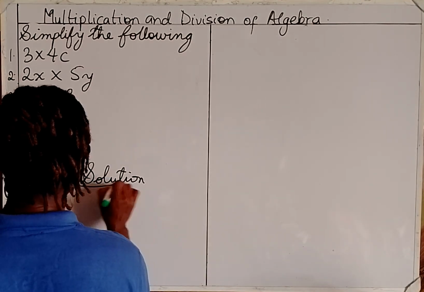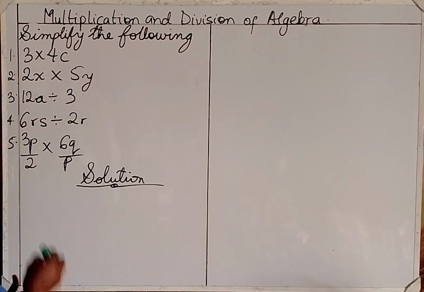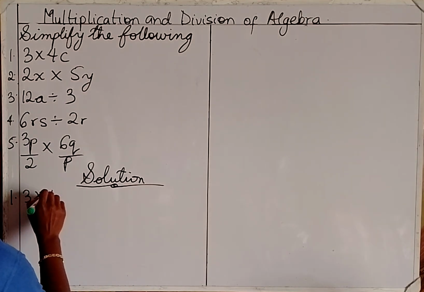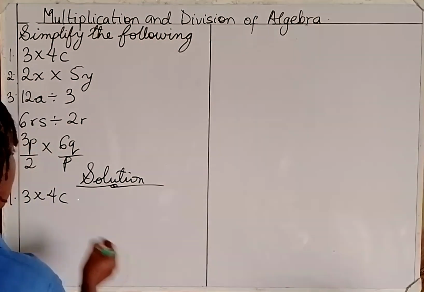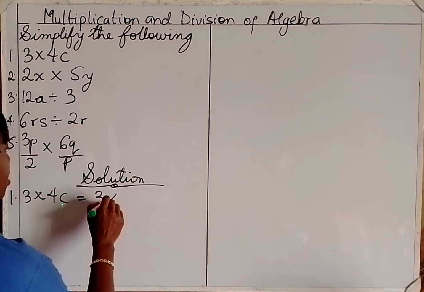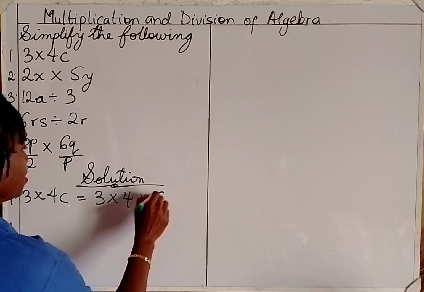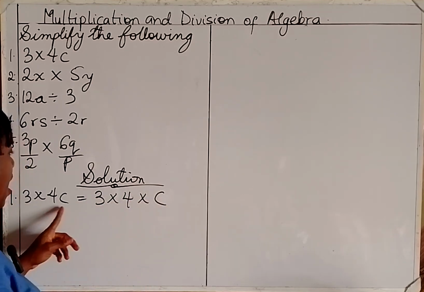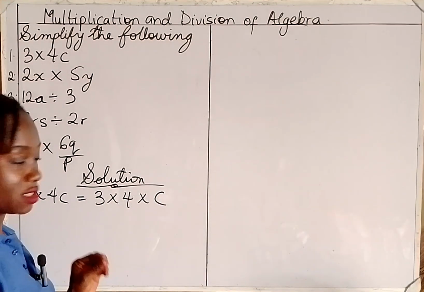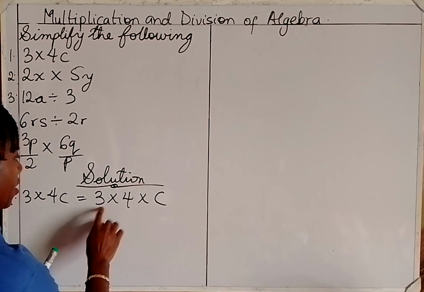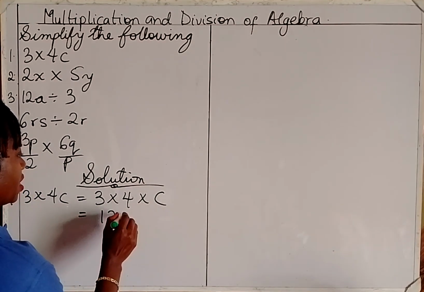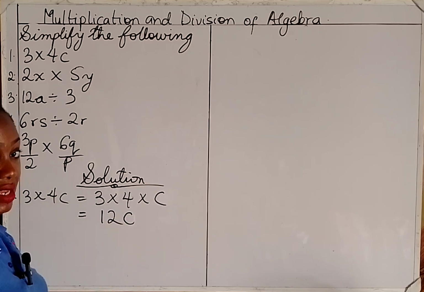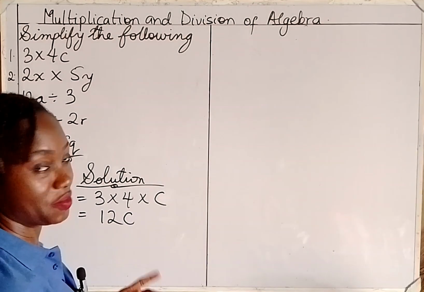Question 1 says 3 times 4c. First we're going to expand this, and it looks like this: 3 times 4 times c. You can see 4 and c are now standing on their own. So we're going to simply multiply 3 and 4 together, which equals what? 12. Then 12 times c equals 12c. And then the answer is 12c.